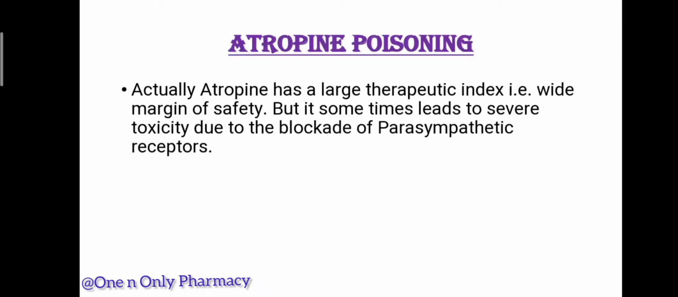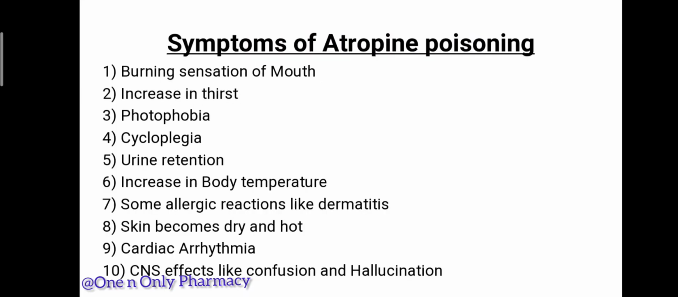The second main point of this chapter is atropine poisoning, that means a higher concentration of atropine in our body. Actually, atropine has a large therapeutic index, a wide margin of safety, but it sometimes leads to severe toxicity due to blockage of parasympathetic receptors. Symptoms of atropine poisoning: burning sensation of mouth, increased thirst, photophobia, cycloplegia, urine retention, increased body temperature (pyrexia), allergic reactions like dermatitis, skin becomes dry and hot, cardiac arrhythmia, and CNS effects like confusion and hallucination.